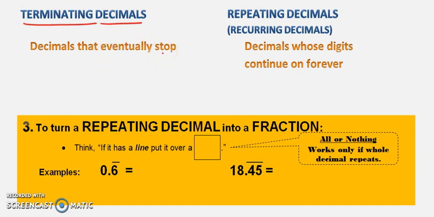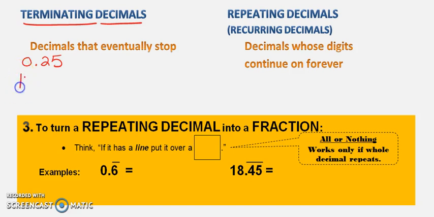And honestly, most of the decimals we use in our life are terminating decimals. For example, 0.25. We use that amount almost every day when we think about money. 25 cents. This is a terminating decimal because it stops. Those digits don't keep going on and on.